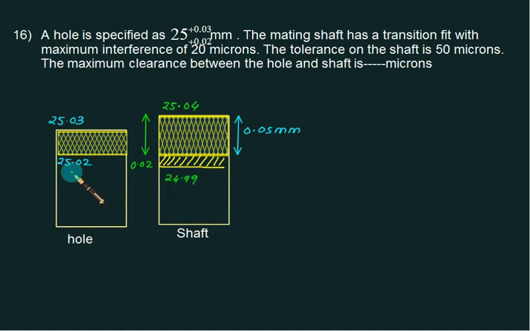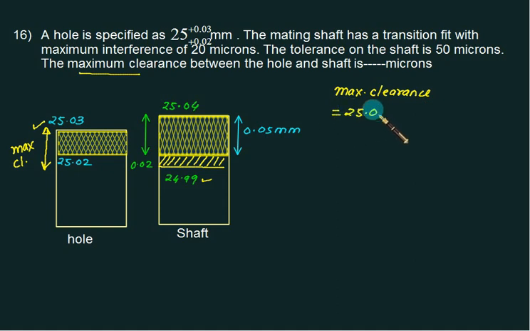Now we want maximum clearance. So maximum clearance will be formed if we take the maximum size of the hole and the minimum size of the shaft. So this will be the maximum clearance. So maximum clearance is the maximum size of the hole 25.03 minus minimum size of the shaft 24.99, that is equal to 0.04 mm multiplied by 1000, which is 40 micron.